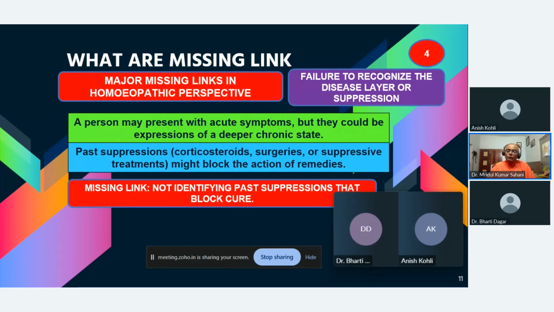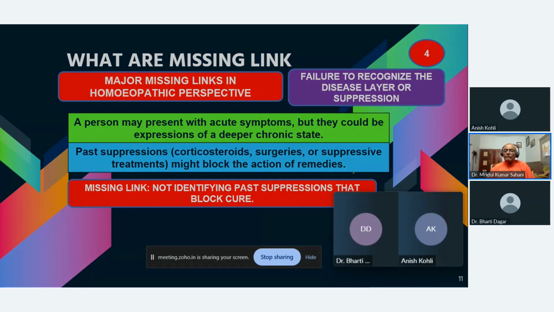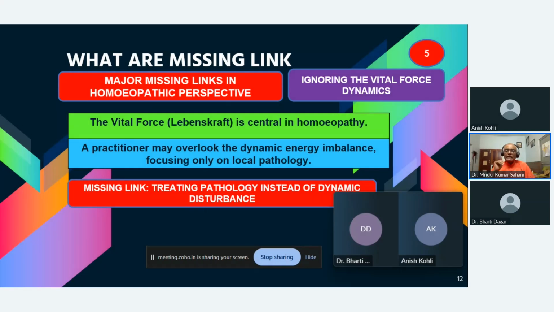You may have been knowing about Hering's law of cure and observing. So these things are often missed during case taking, ignoring the vital force dynamics. Even when you have understood the symptoms, symptoms are not enough, because with those symptoms, what is the status of the vital dynamic? What is the energy level? Where is the vital principle?